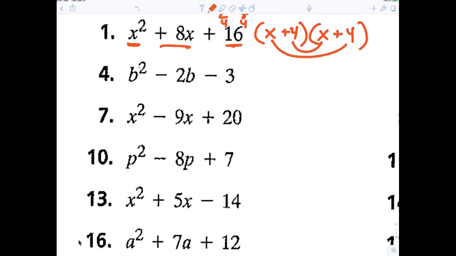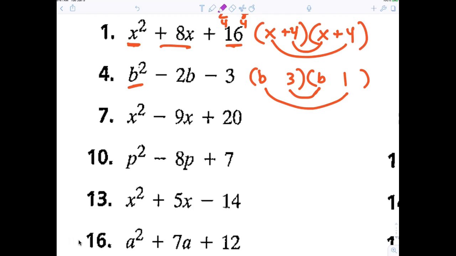So now we're opening up 2 sets of parentheses. Now, what's the only way we can make b squared? B times b. Now, what are the only factors of 3? 3 and 1. That has to be the answer. 3 and 1. Now, we're still going to do the smiley face because that's 3 and that's 1.